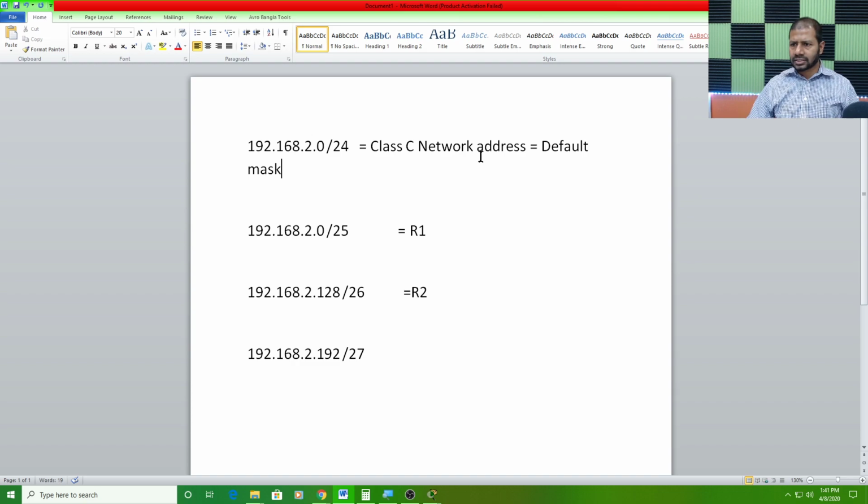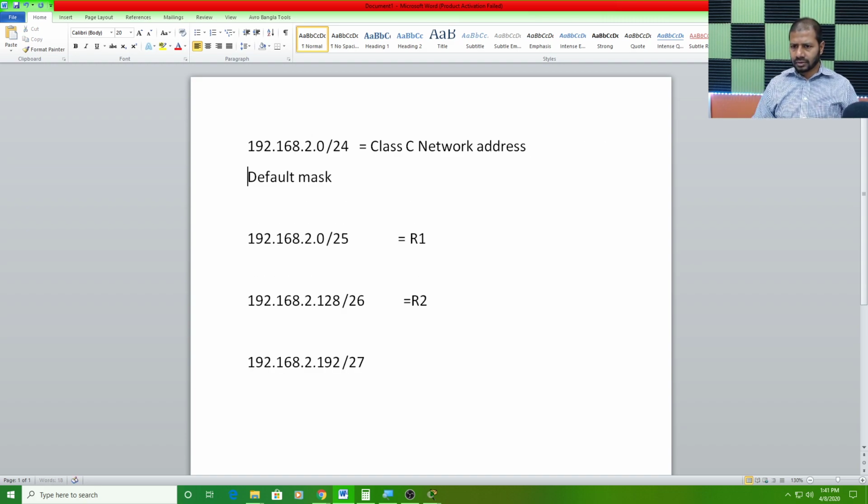Default mask for the class C is 24-bit. We know that. Class C's default mask is 24-bit. Class B's default mask is 16-bit. Okay, so the 24-bit mask is the default.